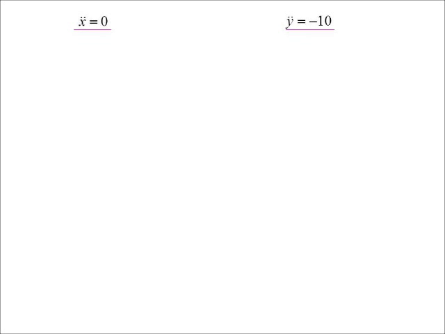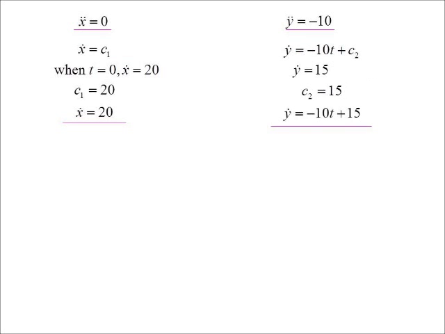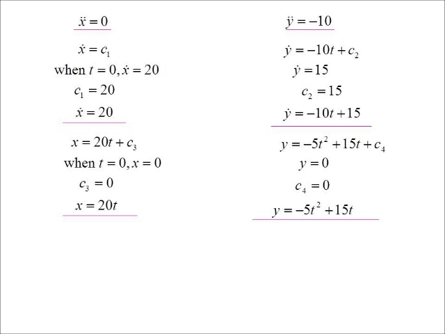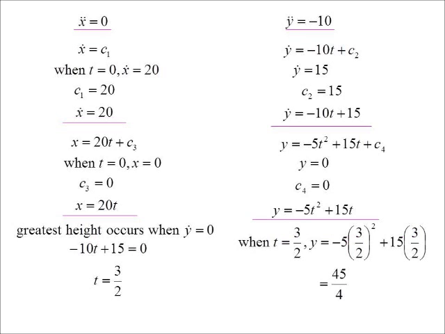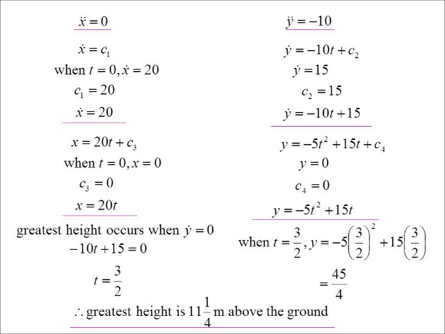Okay, and well, it's the same process. We integrate, work out our constants. There's my velocity equations. Integrate again, and we get our displacement equations. So we're trying to find when vertical velocity is equal to 0. So we solve that. We now know 1.5 seconds. So if we want to find the greatest height, substitute it into our y displacement, and we get 45 on 4. So once we've got our equations, it's a little bit of logic and a little bit of substitution, and we'll get what we want.